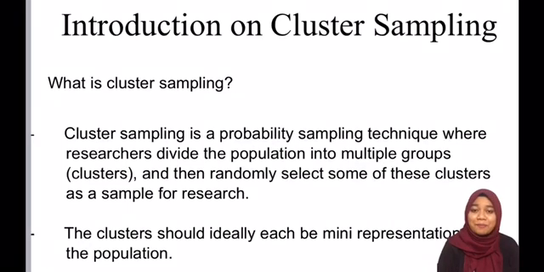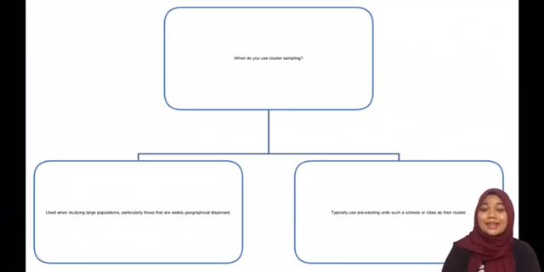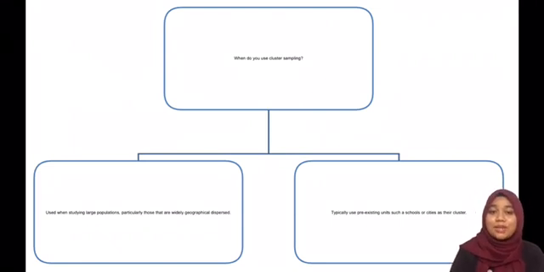Cluster sampling is a probability sampling technique where researchers divide the population into multiple groups and then randomly select some of these clusters as a sample for research. The clusters should ideally each be mini representations of the population. There are three types of clustering: single-stage sampling, double-stage sampling, and multi-stage sampling. Cluster sampling is used when studying large populations, particularly those that are widely geographically dispersed, and typically uses pre-existing units such as schools or cities as its clusters.